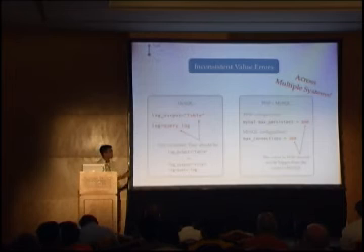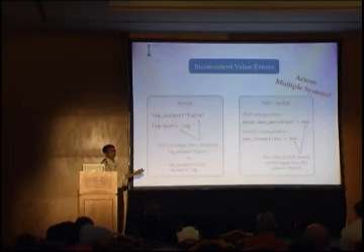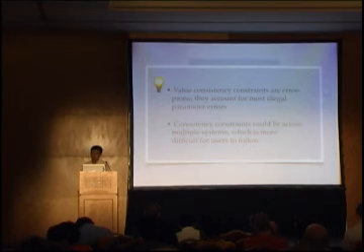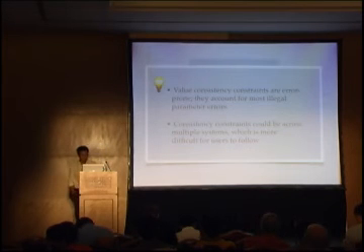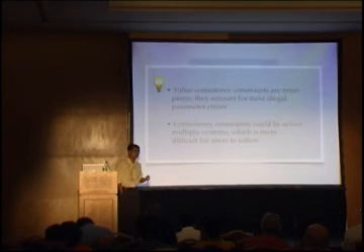And more importantly, in the second example, the inconsistency is actually across different systems, which makes it even harder to diagnose. So the lesson we learned here is that value consistency constraints are very error prone, and they account for most of the illegal parameter errors. And they can also span multiple systems, which makes them even more difficult to detect.